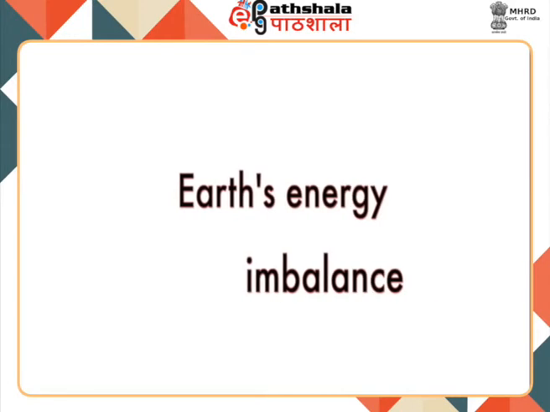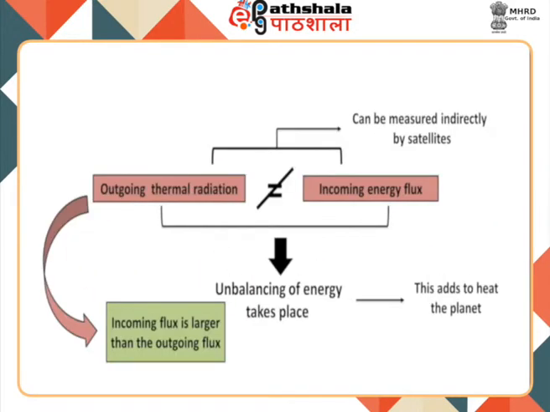Earth's energy imbalance. If the outgoing thermal radiation and the incoming energy flux are not equal, an imbalance of energy takes place, and this results in the adding of net heat to the planet. But this is possible only if the incoming flux is larger than the outgoing flux. The absorbed and radiated energy by Earth can be measured indirectly by satellites which are launched into the Earth's orbit.